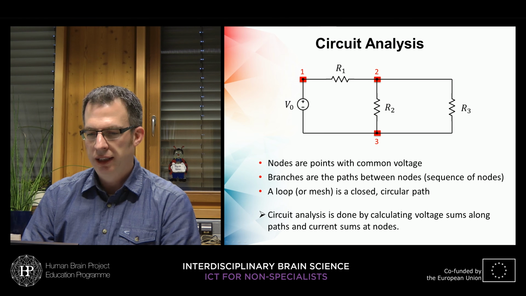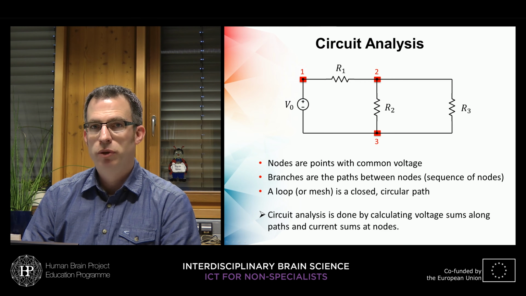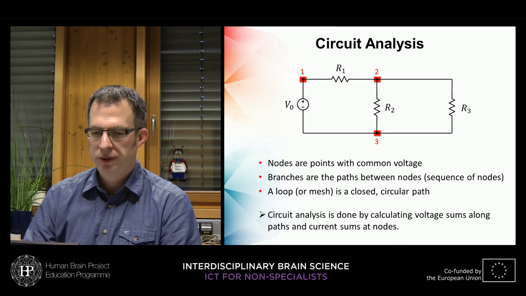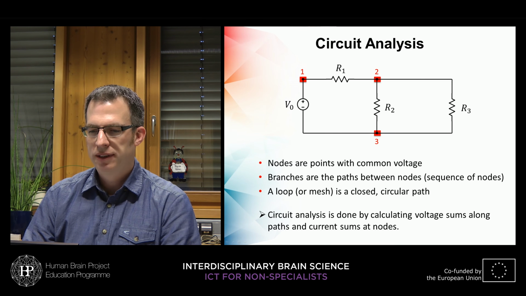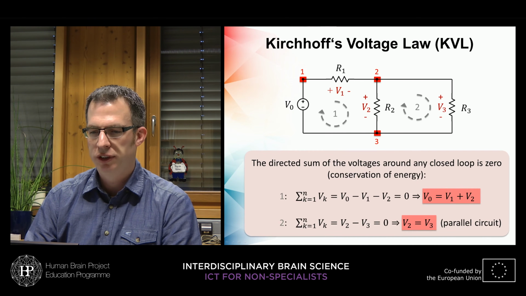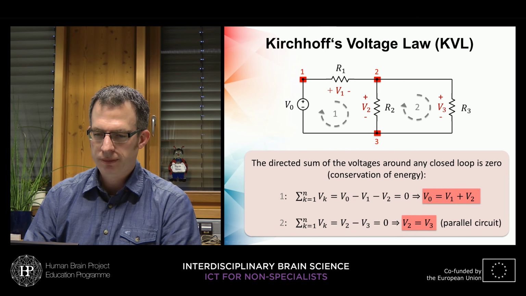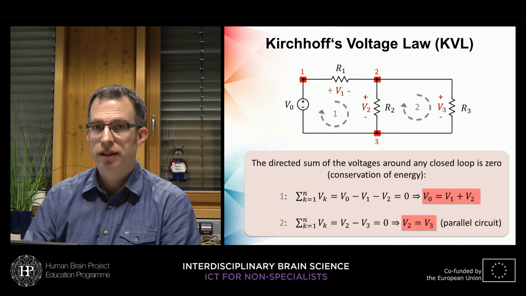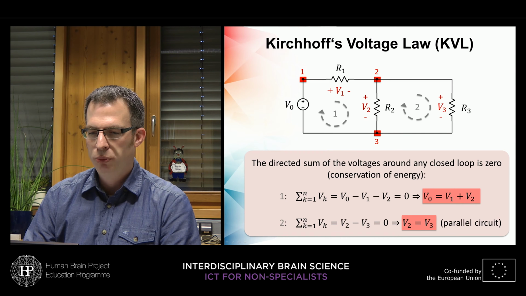And circuit analysis in the end is now done by calculating voltage sums along loops or paths and current sums at nodes. And this is done by using the two basic laws for circuit analysis. The first one is Kirchhoff's voltage law, which is abbreviated by KVL. If we have a look at the circuit that I've shown in the previous slide, we can identify already two loops. The first loop is this one here, and the second one is that one here.